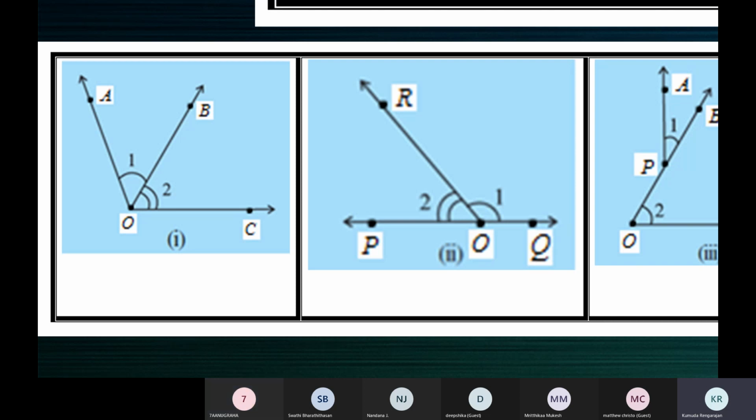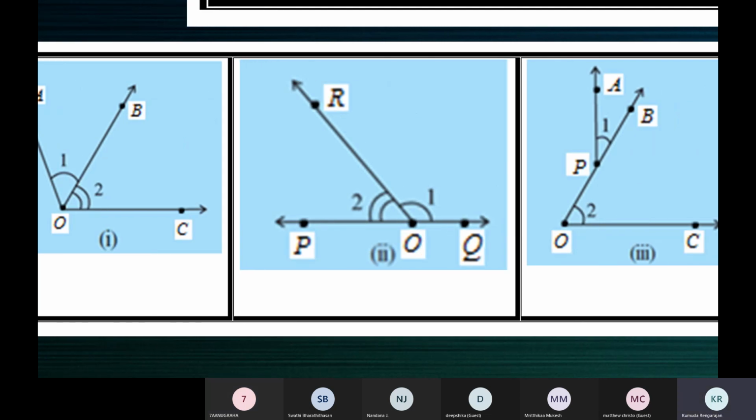Which are the non-common arms? Ma'am, OA and OC. Where do they lie? They lie on either sides of the common arm, right? Yes, ma'am. OB is the common arm. OA and OC lie on opposite sides of the common arm OB. So, since they satisfy all the conditions to be adjacent angles, angle 1 and angle 2 are adjacent angles. Correct, Anugraha? Yes, ma'am.